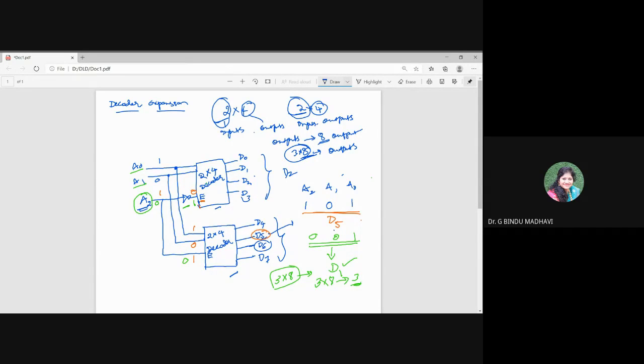Okay, if the question is asked in the example, you need to draw the circuit and you need to write the explanation of the diagram.